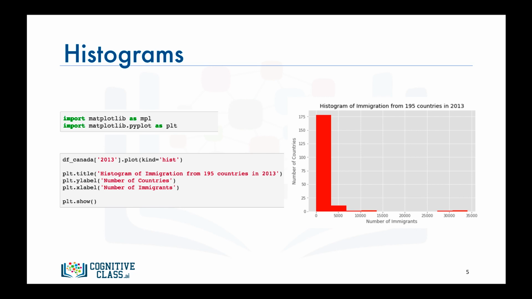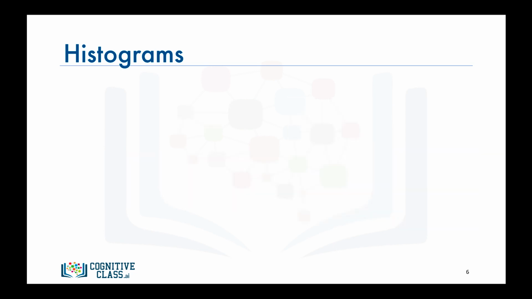But notice how the bins are not aligned with the tick marks on the horizontal axis. This can make the histogram hard to read. So let's try to fix this in order to make our histogram more effective. One way to solve this issue is to borrow the histogram function from the NumPy library.